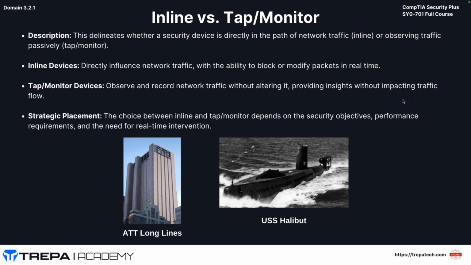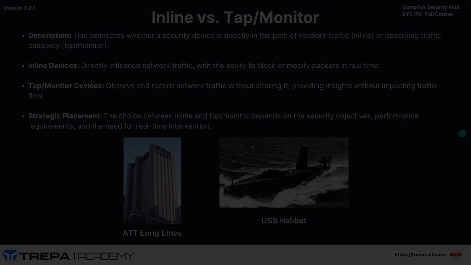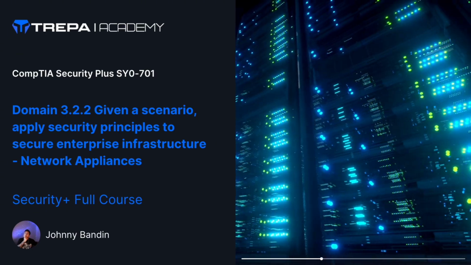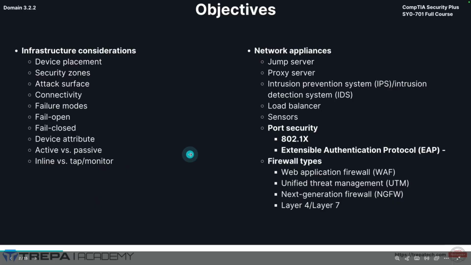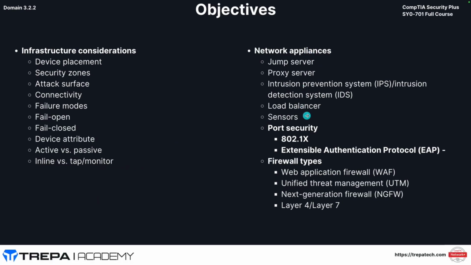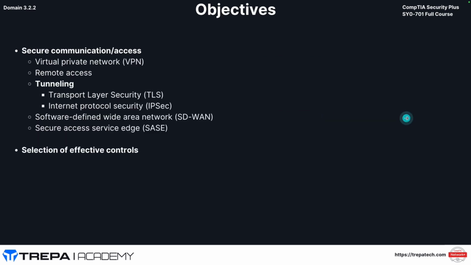Okay, awesome. So that is domain 3.2.1. Let's move on to our next section in domain 3. So now we're going to continue on with domain 3.2, and go over network appliances. Let's take a look at our objectives here. We're going to go over the different physical appliances, the different software appliances that could live in our network, go over some security, and then go over the different firewall types.